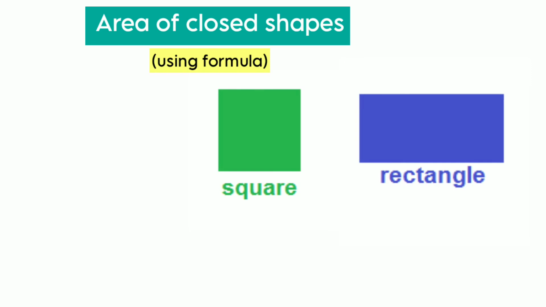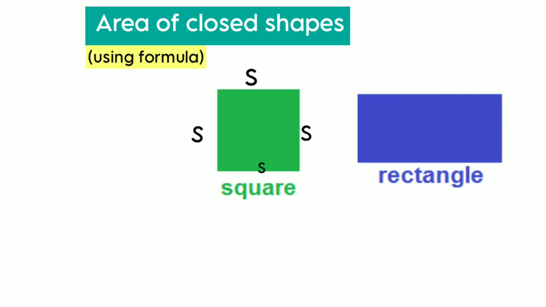Okay children, now let us learn area of some closed figures using formula. So we have our first shape, that is a square, and square has all the sides equal, namely each side is named by the letter S. So we can show that S 4 times. And we have another figure beside square, that is rectangle. So in rectangle we have 2 sides equal, they are known as lengths, and we have another 2 sides which are equal and we call them as breadths. So breadths are usually shorter than the 2 lengths.